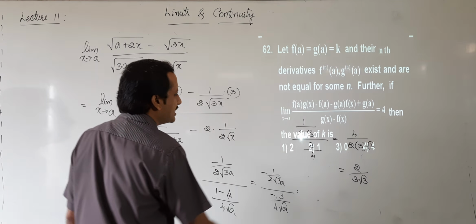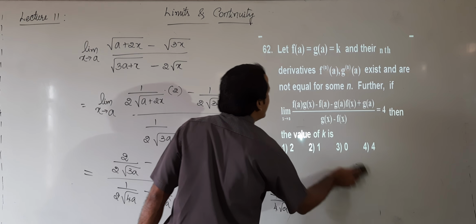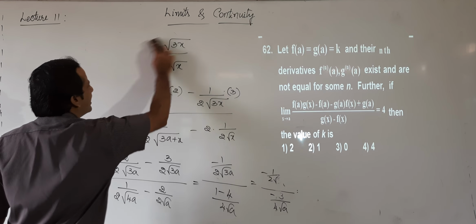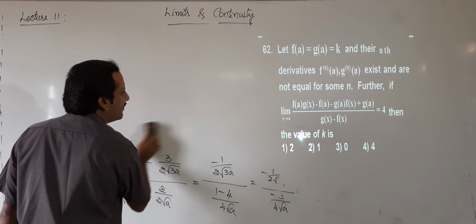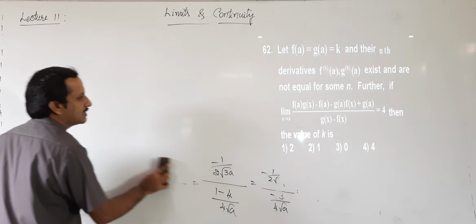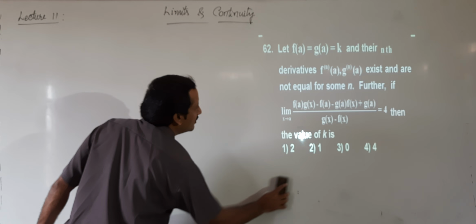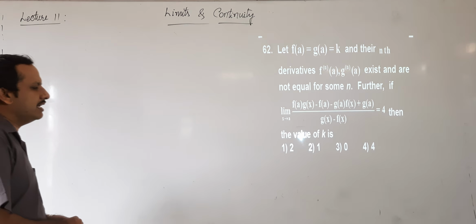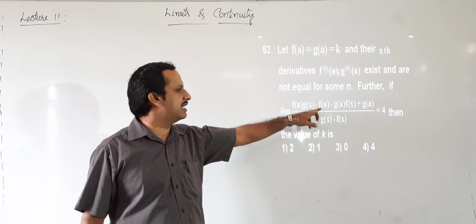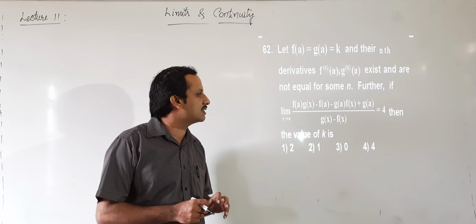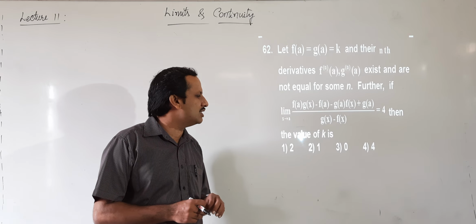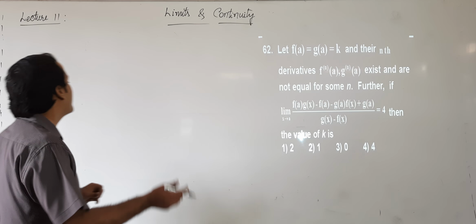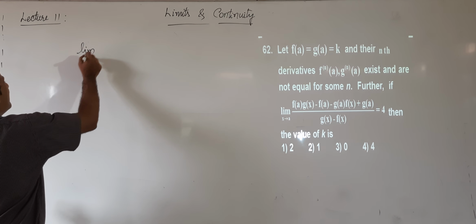Next, 62nd question. Let f of a is equal to g of a is equal to k, and their nth derivatives f^n of a, g^n of a exist and are not equal for some n. Further, if limit x tends to a, f of a into g of x minus f of a minus g of a into f of x plus g of a divided by g of x minus f of x is equal to 4, then the value of k is. Let us have a look at that limit.